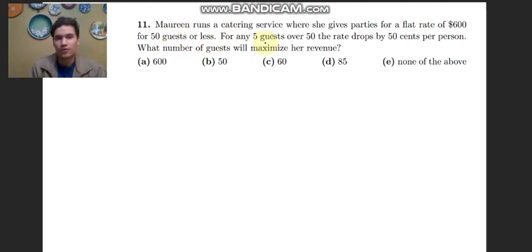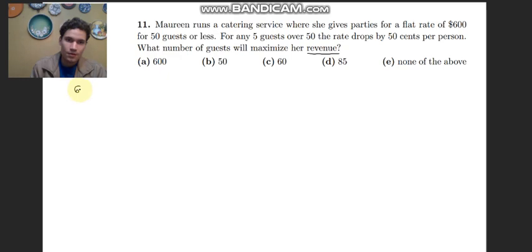Maureen runs a catering service where she gives parties for a flat rate of $600 for 50 guests or less. For any 5 guests over 50, the rate drops by 50 cents per person. The question is, what number of guests will maximize her revenue?